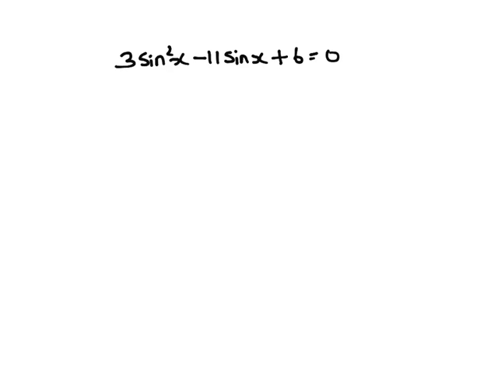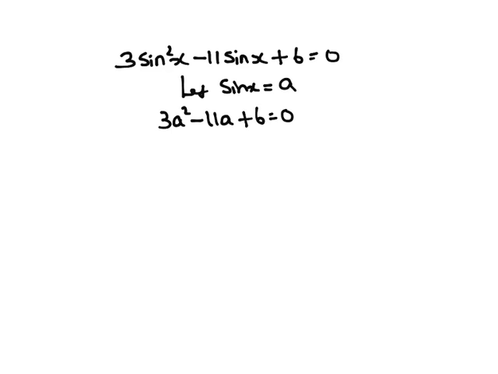Now let us look at this trigonometric equation, students. 3 sin squared x minus 11 sin x plus 6 equal to 0. As you can see, this is a quadratic equation in terms of sin x. So I'll take sin x as some other variable, let's say a. Then this will become 3a squared minus 11a plus 6 equal to 0.